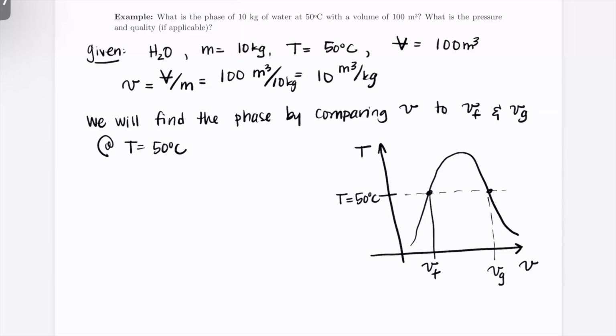So if we're to the left of VF, then we have a compressed liquid. If we're between VF and VG, we have a mixture. And if we're to the right of VG, we have a superheated vapor. Does that make sense? Okay, so let's hit the tables. Should we use a pressure table or a temperature table? Temperature, right? We're given temperature. Let's use the temperature table.